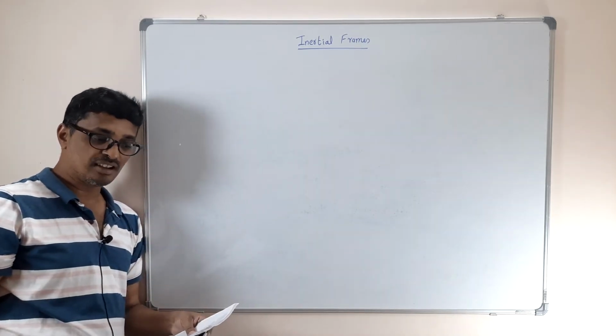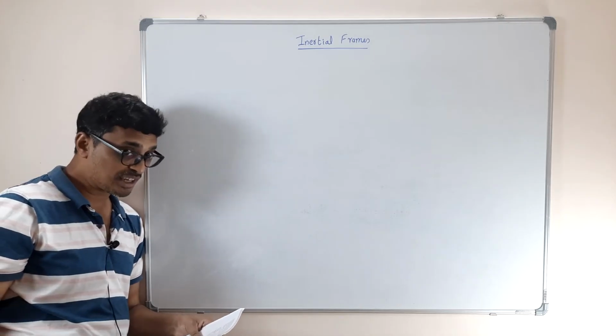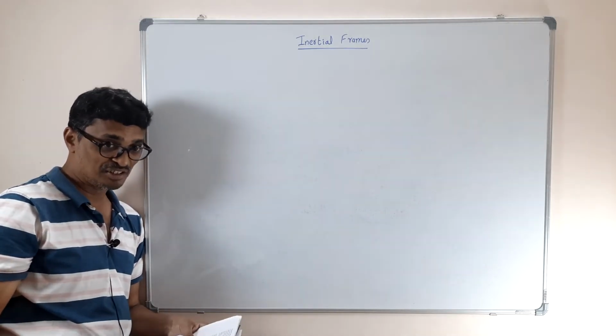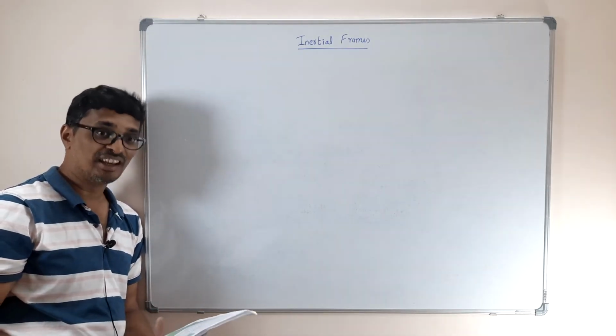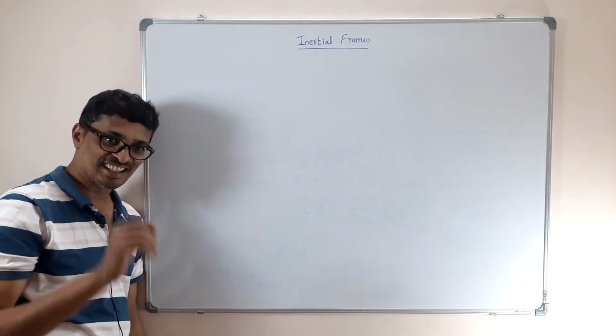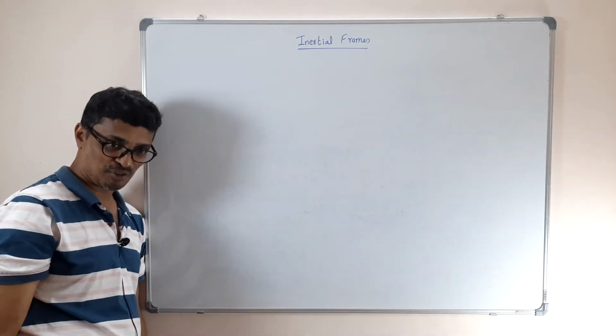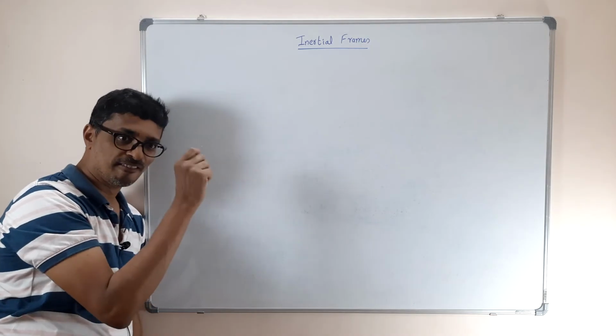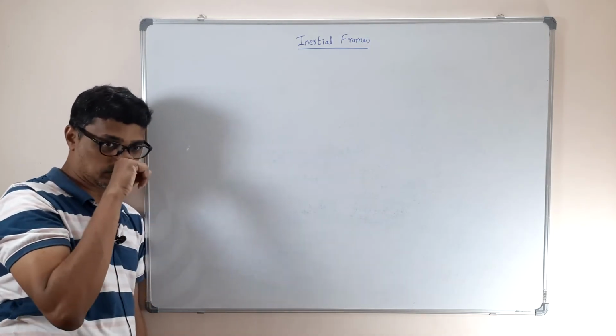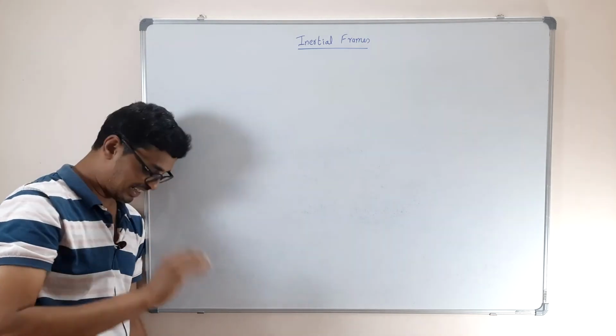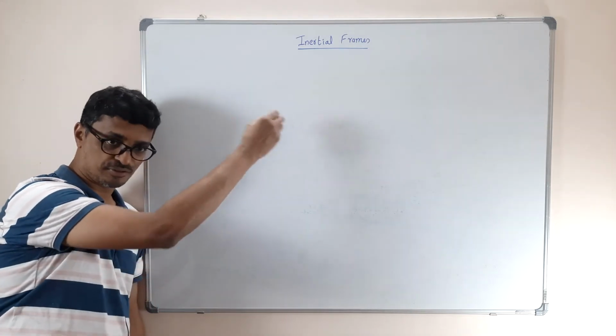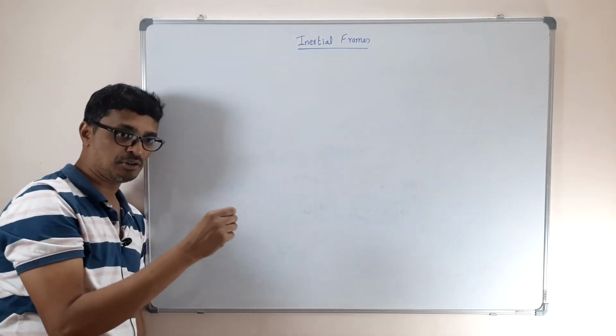Second one: Newton's laws are applicable for point objects. This is very important. What do you mean by point objects? They don't have size. The size of the object is zero. When I say a mass or something, the object size is zero.